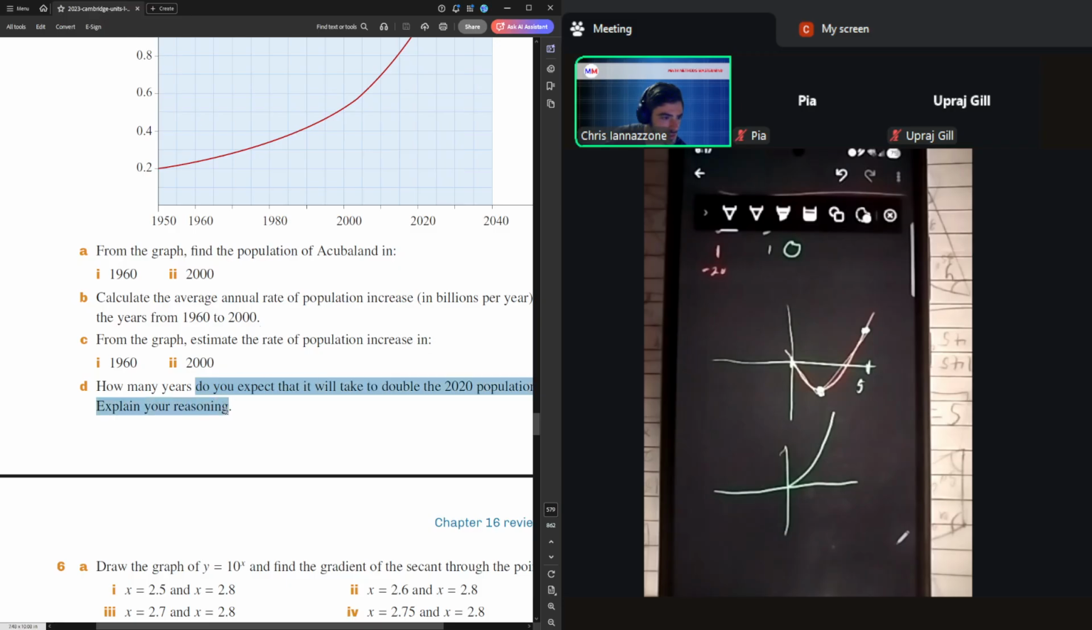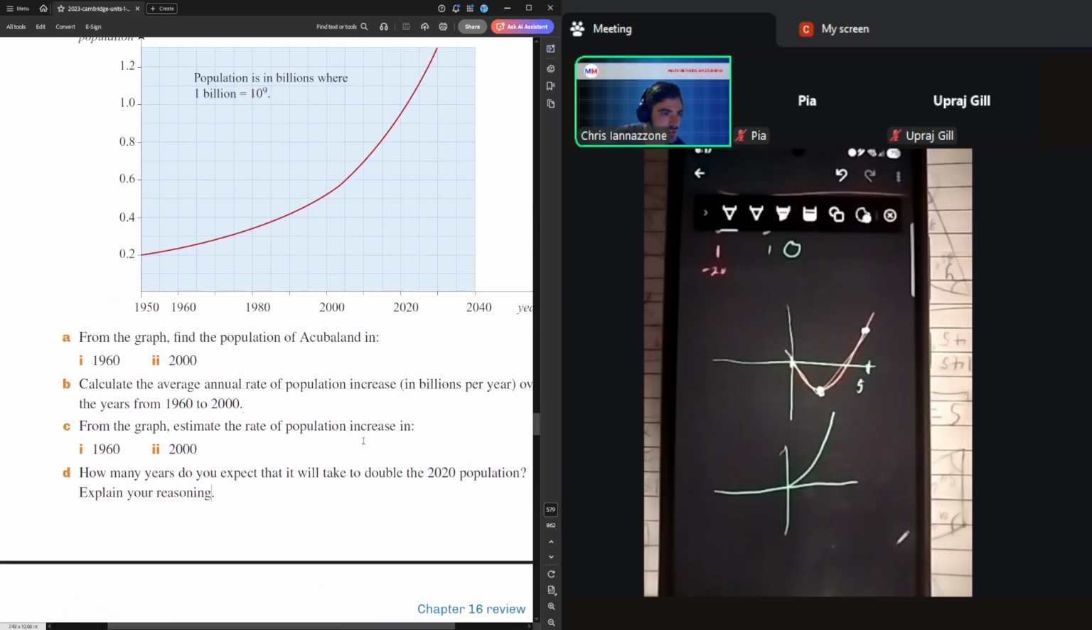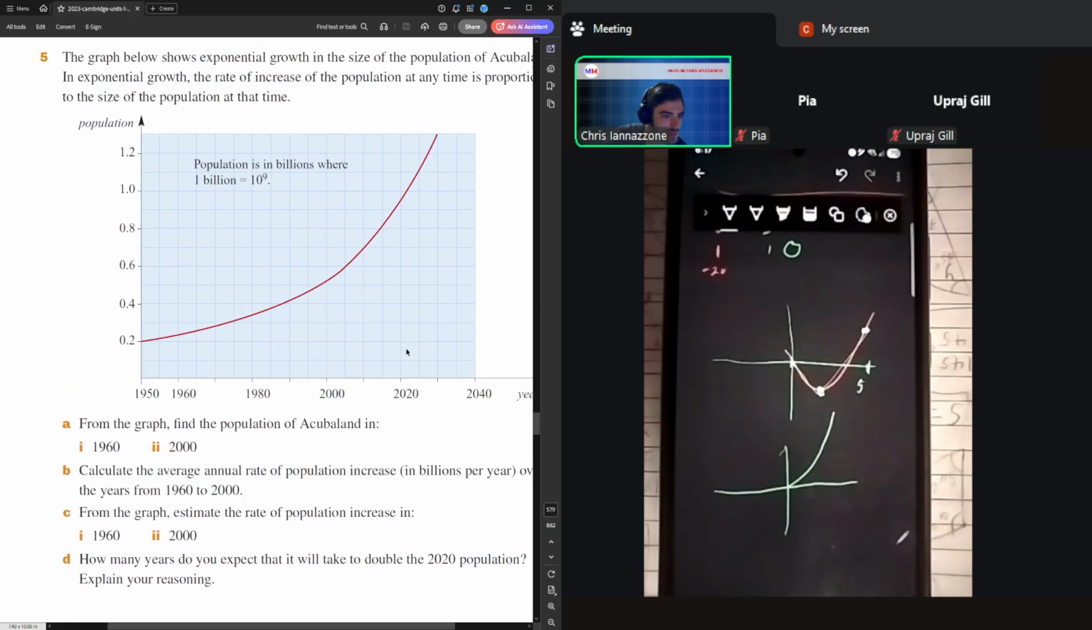Here's an interpretation thing. How many years would it take, roughly, to double the 2020 population based on what you're seeing? This is, again, interpretation. No real wrong answer here. So we've got the 2020 population about here. How long is that going to take to double? Let's call it, just for argument's sake, 0.95 billion, so 950 million. I would say about 20 years. About 20 years. Yeah, that seems about right.